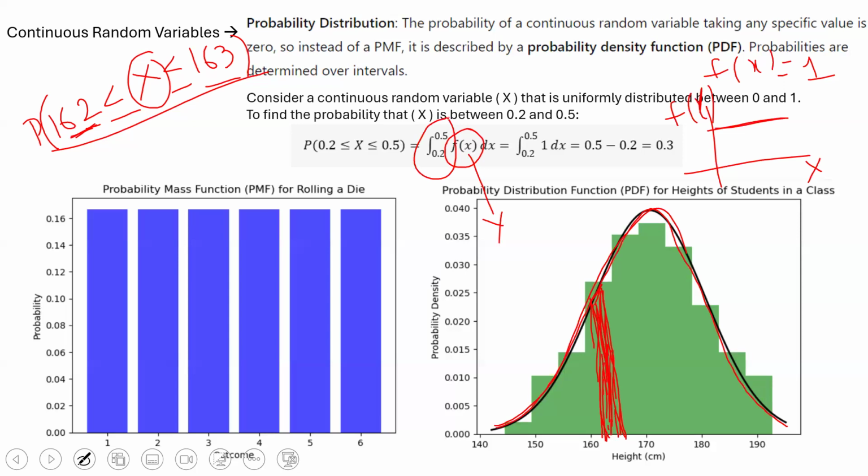Integration basically gives the area under the curve. So when you want to get the probability of a value between 0.2 and 0.5, you have to integrate the probability density function from 0.2 to 0.5, and when you calculate that value, you will get that probability. That is what the probability density function basically does. It gives us the graph, and using that graph, we can get the probability of a random variable taking any kind of values.